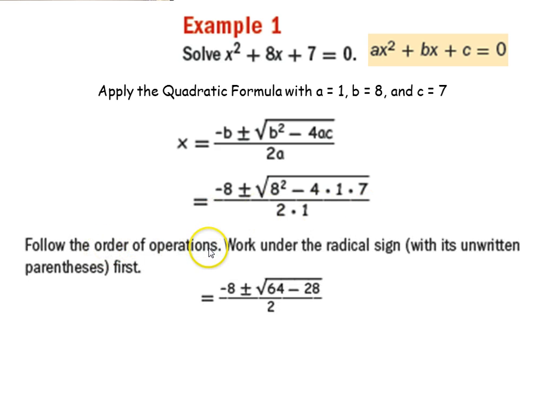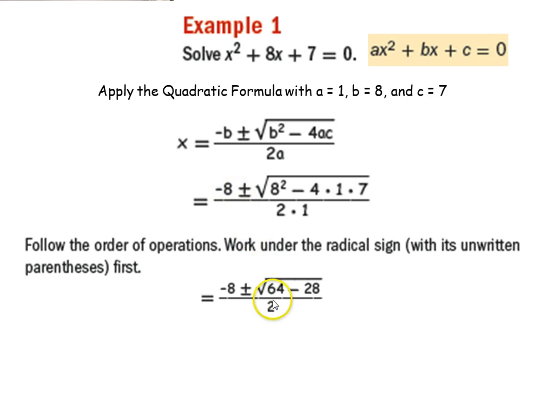So we follow the order of operations, and we're going to work under the radical sign, or the square root symbol, with its unwritten parentheses first, because once again we have to simplify what's inside the square root before we do anything else. So this 64 right here comes from 8 squared. 8 squared is 64, so that's where the 64 comes from here. Minus 28 comes from the 4 times 1 times 7. 4 times 1 times 7 is 28, and we are subtracting that, so we have 64 minus 28.